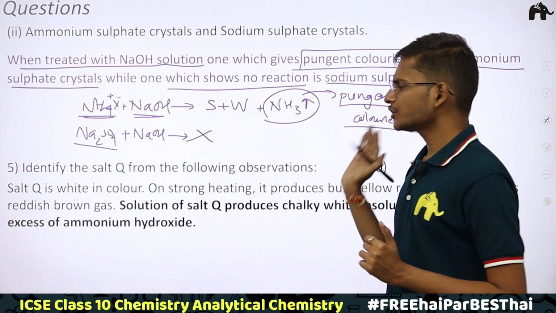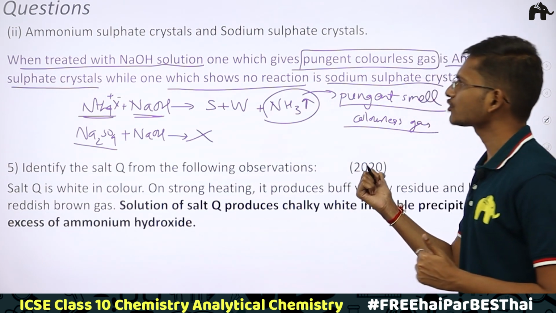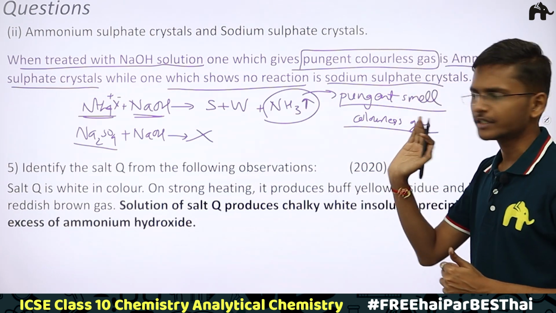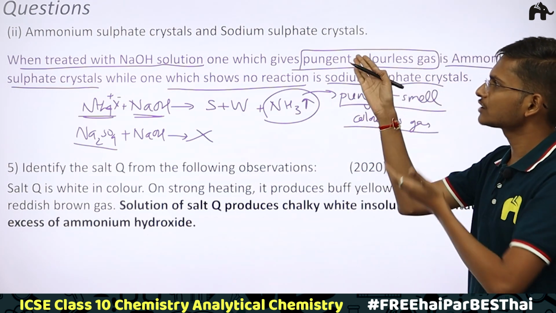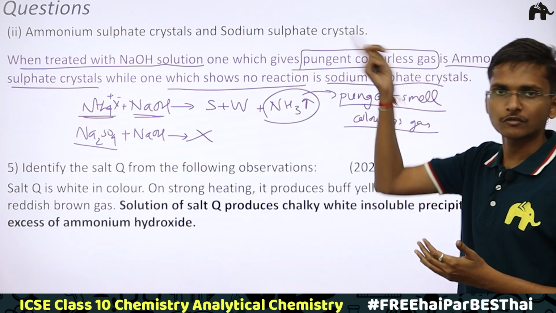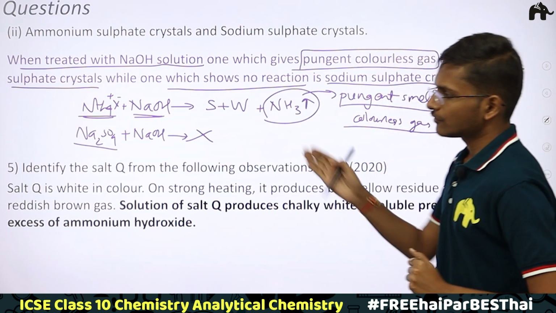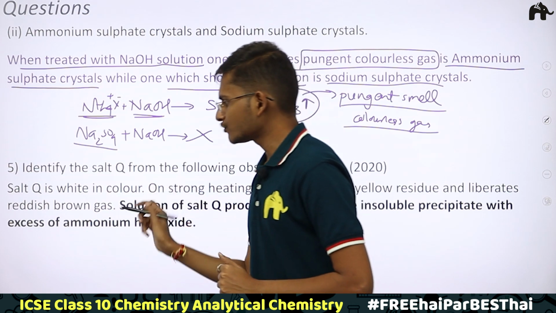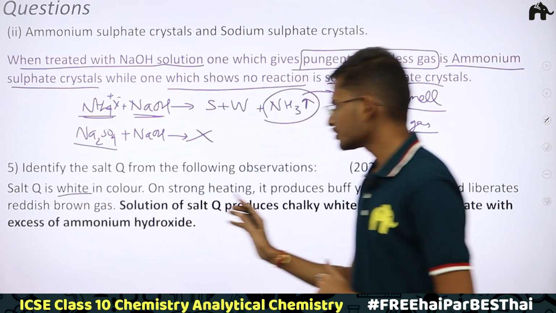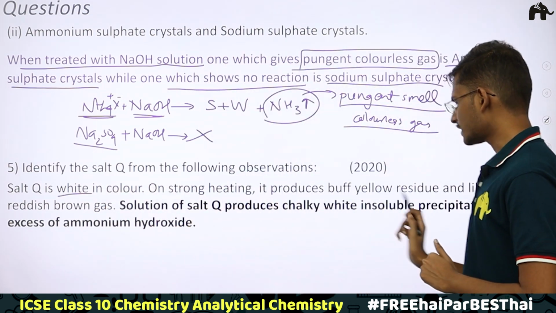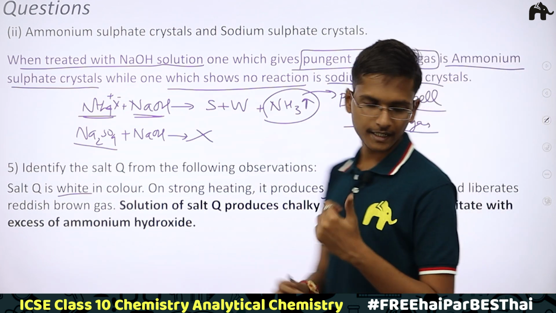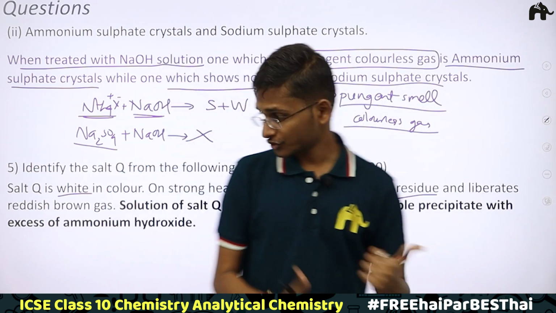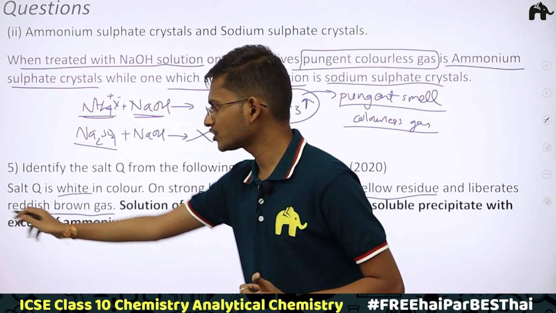Now, identify the salt Q from the following observations. This was asked in 2020. The previous question was also asked in 2020, and the one before it was also. So, what is given about salt Q is that salt Q is white in color. Okay, fine. On strong heating, it produces a buff yellow residue, and it liberates a reddish brown gas.